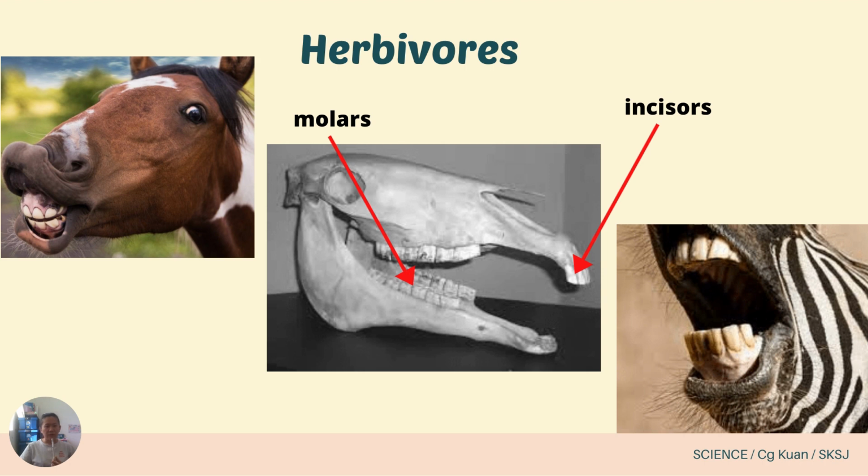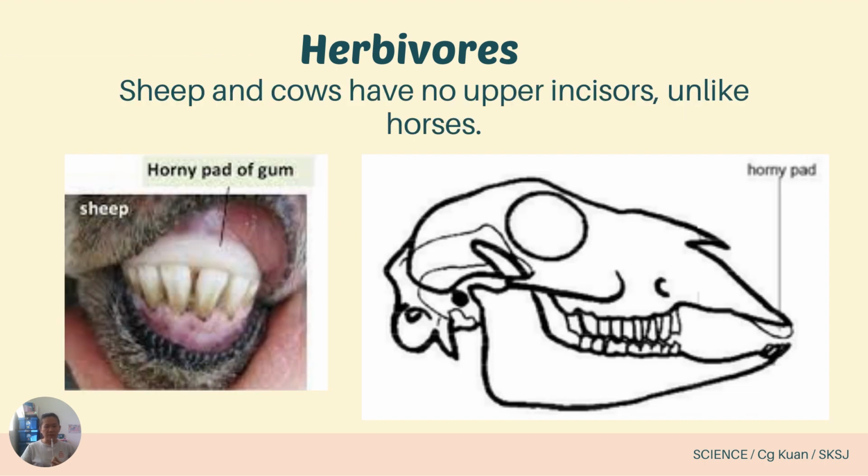They have upper and lower incisors. There are also herbivores with no upper incisors. Sheep and cows have no upper incisors. They have a horny pad of gum. The lower incisors grind against the horny pad to cut grass.